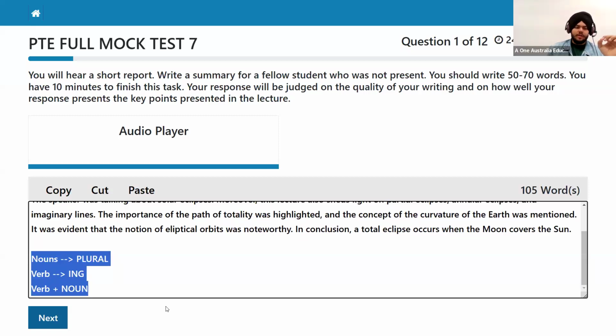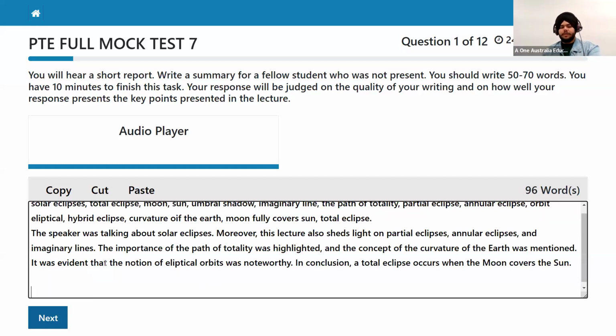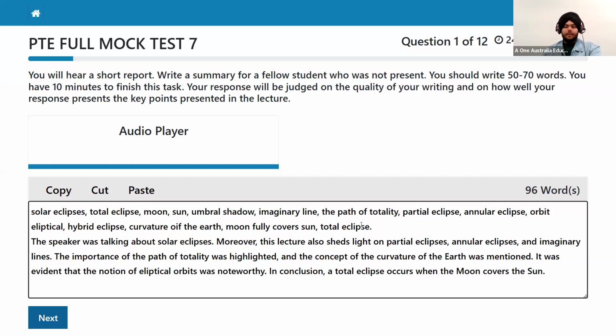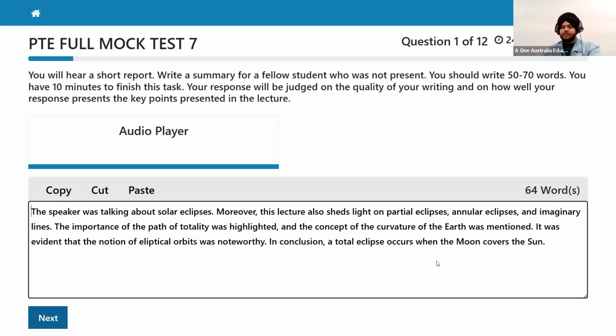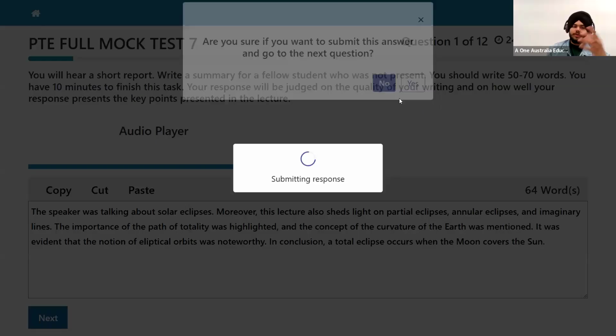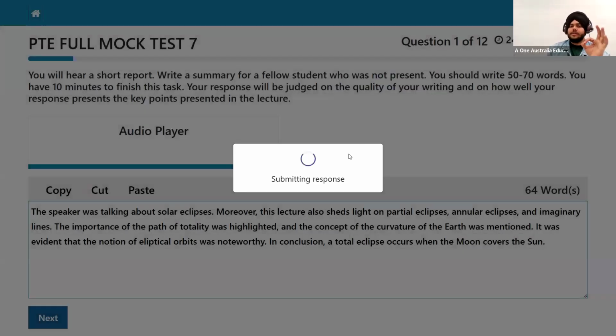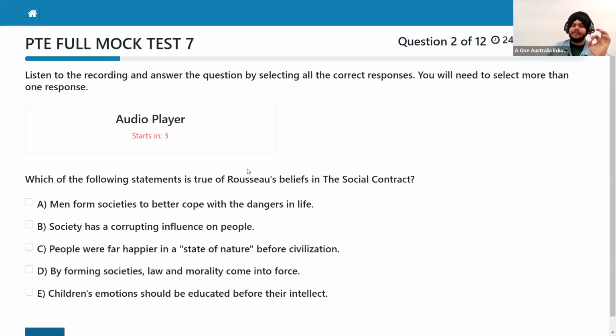Guys, on average, please make sure you keep it less than 70 and more than 50. Okay. So guys, these are the keywords and this is my answer. 64 words, more than okay. You can check your spellings and then you can move on. All right. So yeah, that's that. That is your SST. Again, guys, this task has its own timer.